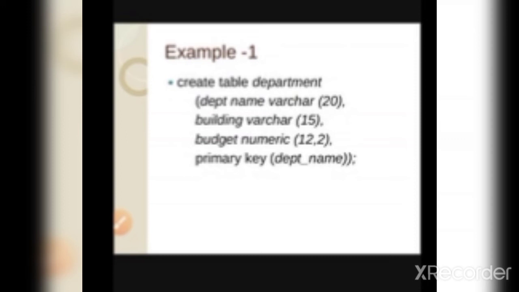So primary key in brackets department name. So in this table the department name is the primary key. Okay, so we have just created a table department with 3 attributes.